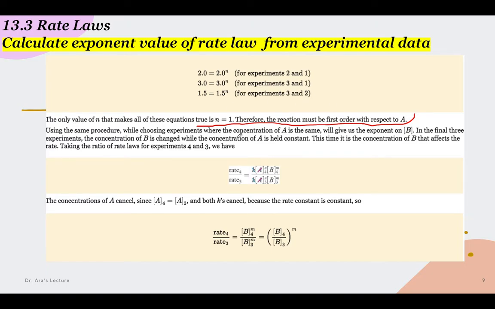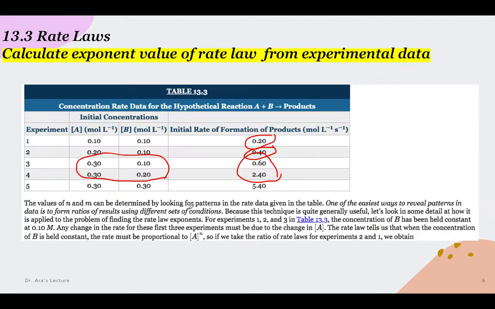Using the same procedure while choosing experiments where the concentration of A is the same. In all the experiments above, B was constant, but when A is the same, that will give us the exponent on B. So, the order of reaction with respect to B. Here, if we see the rate ratio of experiments 4 and 3, the concentration of A cancels, since the concentration of A in reaction 4 and reaction 3 is the same. We did the same thing, as I said.